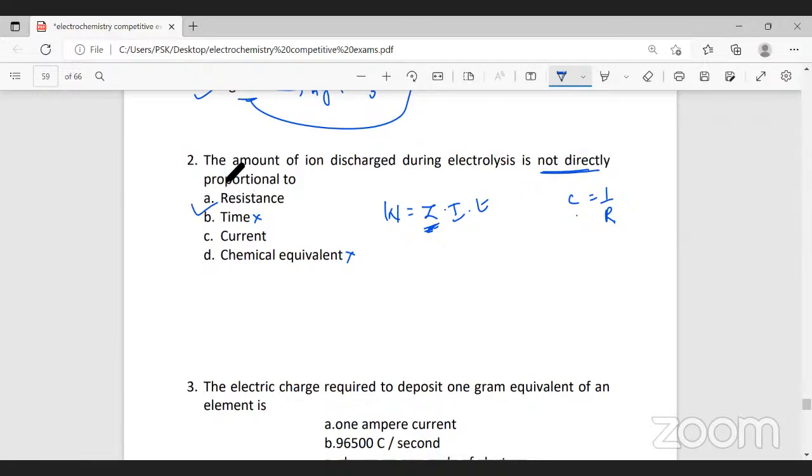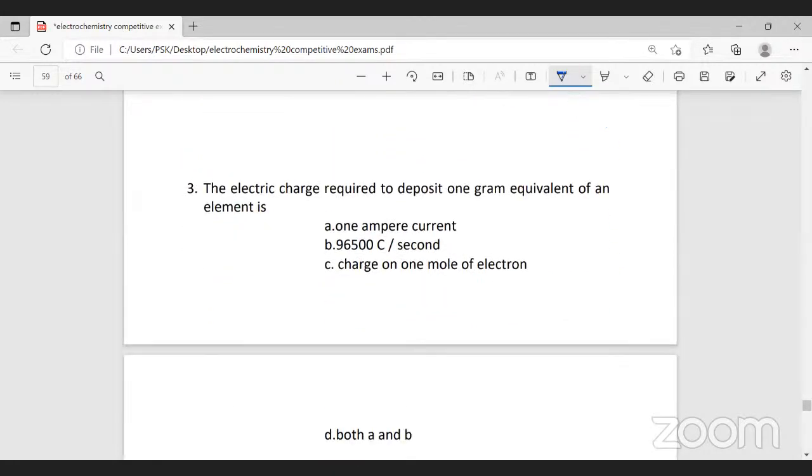Understood this? Yes, sir. Next question. The electric charge required to deposit 1 gram equivalent weight of an element is: 1 ampere current, 96,500 coulombs per second, charge on 1 mole of electron, both A and B.